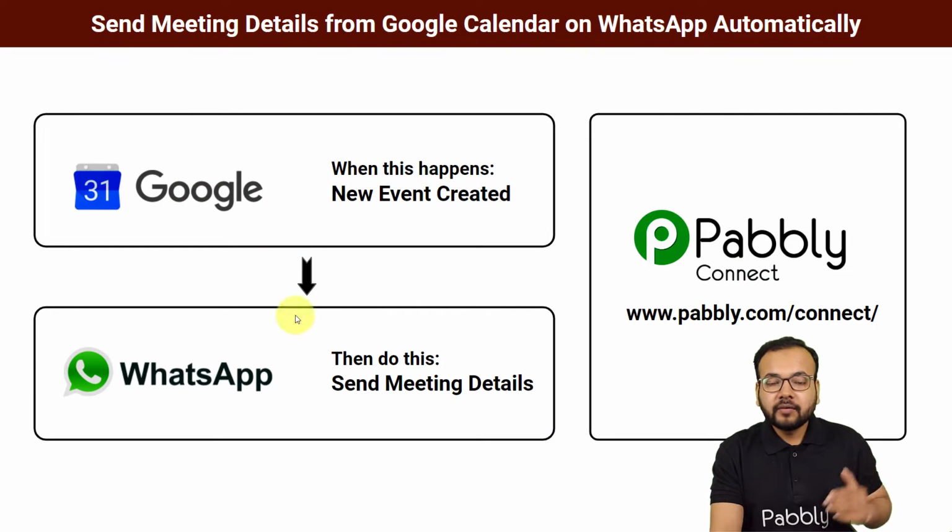So guys, this will be the flow of this automation. Here, as and when an event or a meeting is going to be created here in Google Calendar, a WhatsApp message along with the meeting details are going to be delivered on the WhatsApp account of the person who is going to attend this meeting automatically.